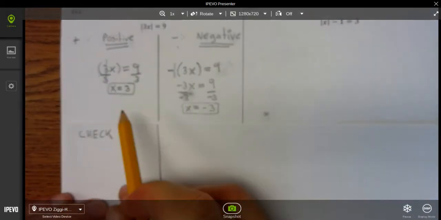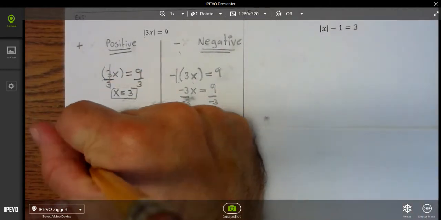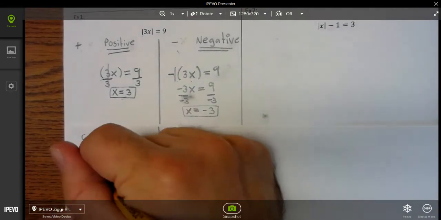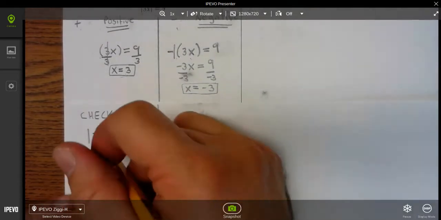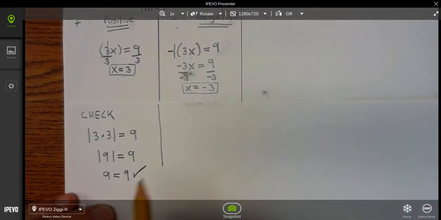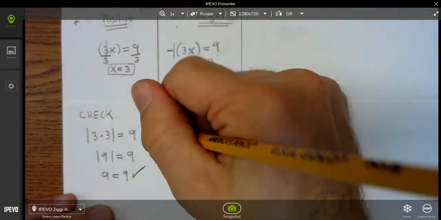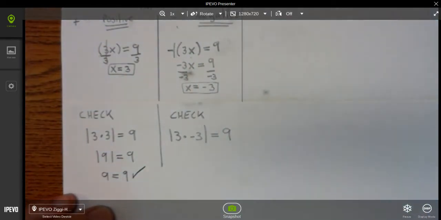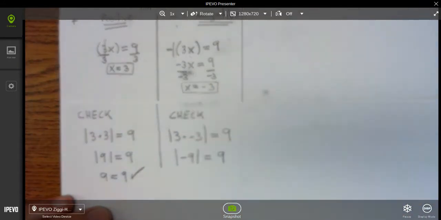To check, we plug x equals 3 back into the function. That's the absolute value of 3 times 3 equals 9. We know that 3 times 3 is 9, so that's the absolute value of 9 equals 9, and we know the absolute value of 9 equals 9. So this solution checks. Let's try negative 3. That's the absolute value of 3 times negative 3 equals 9. 3 times negative 3 is negative 9, so that's the absolute value of negative 9 equals 9.